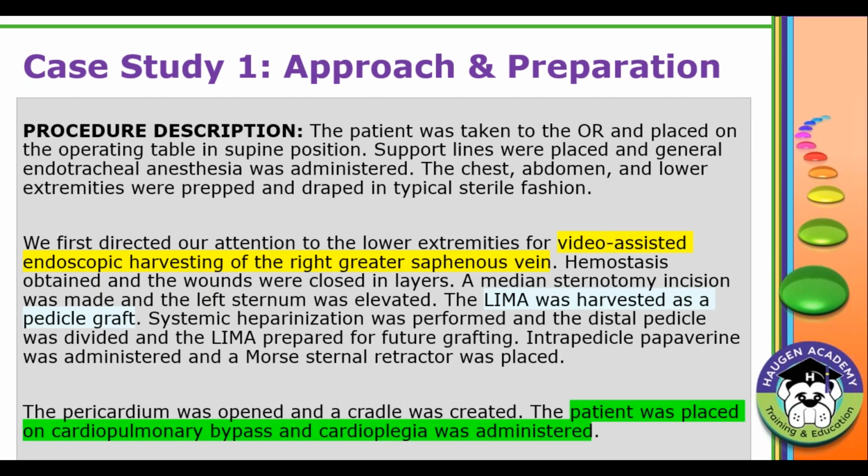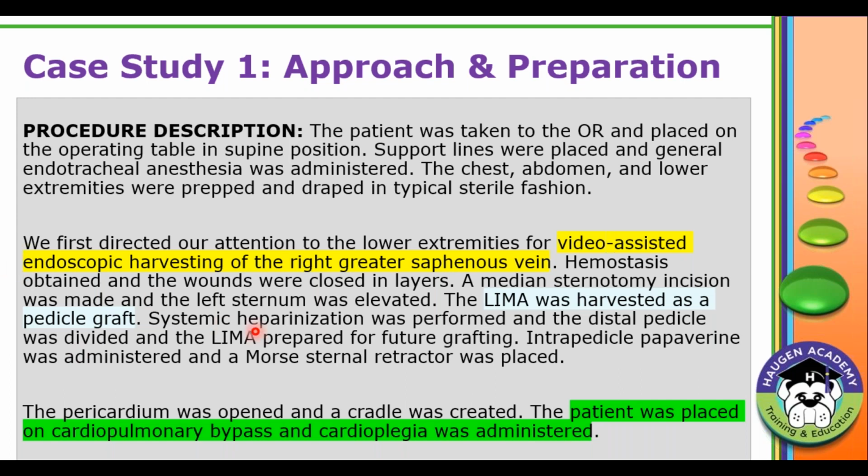And this is where I started to really get excited about color coding. So in yellow, they talk about the video-assisted endoscopic harvesting of the right greater saphenous vein. And remember that we can code the harvesting, that'll be coded as excision. The fact that it is endoscopic is important because that's going to affect our approach.